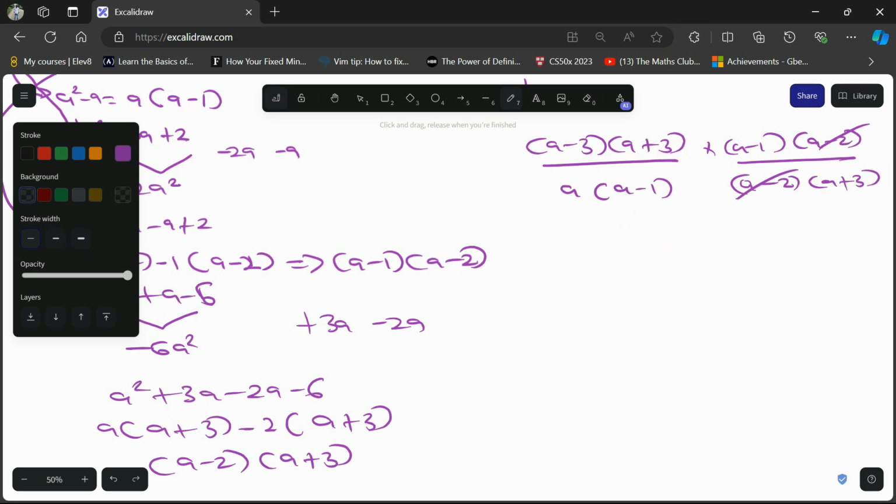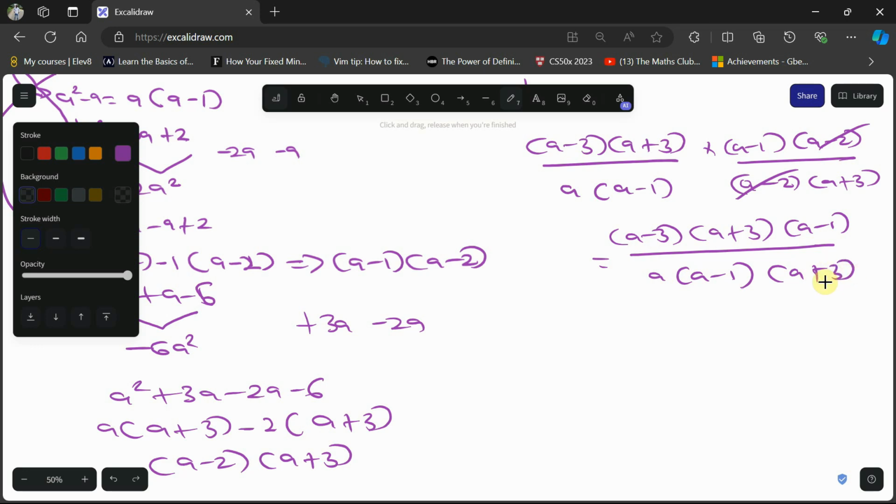If I multiply all of this together, I'm not going to multiply it though. I'll just group everything together so they won't multiply each other. That would be a minus 3, a plus 3 multiplied by a minus 1 all over a open brackets a minus 1, a plus 3. So this will cancel this. This will cancel this. So what I'll be left with will be a minus 3 all over a. And then you can also simplify it and say a over a minus 3 over a, right?